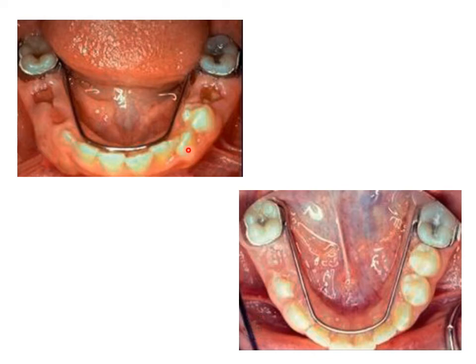Again, here in this case, this is after 6 months to a year, post treatment. Previously, the primary teeth were extracted, the appliance was given, after which you can see the permanent tooth has erupted.